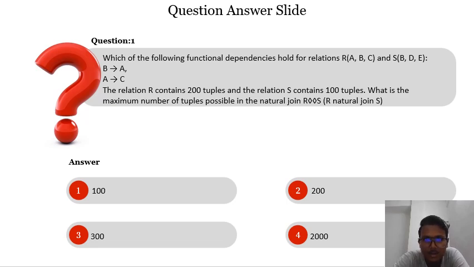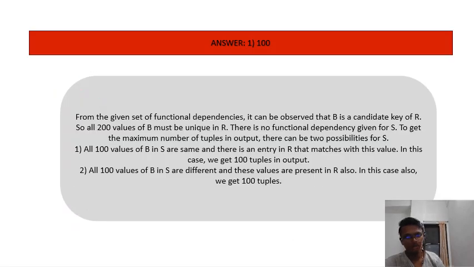Which of the following functional dependencies holds in the relations R and S? Now the question is given. The relation R has 200 tuples and S contains tuples; what are the maximum tuples in the join relation? The answer is 100. From the given set of dependencies, it can be observed that B is the candidate key, so all values must be unique. So there is no dependency. From this case, we can conclude that it is 100.